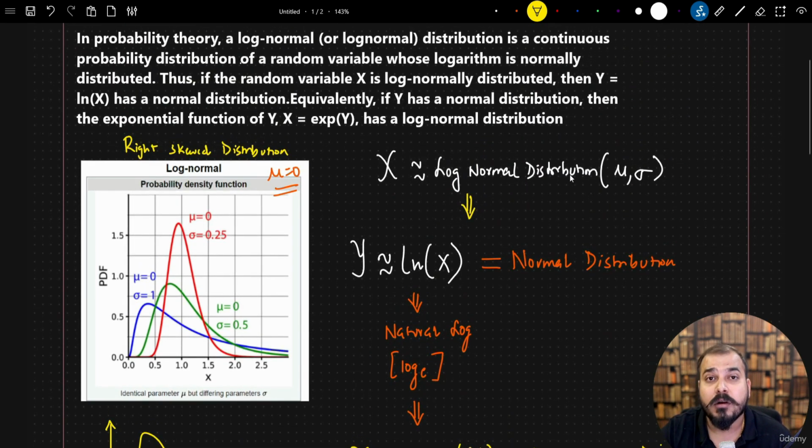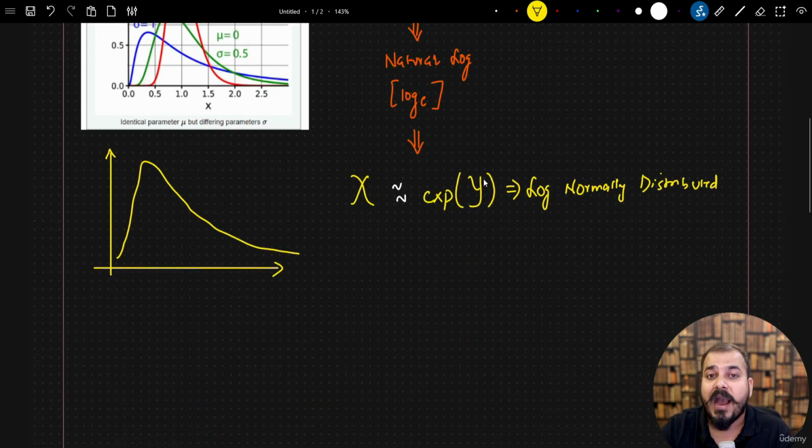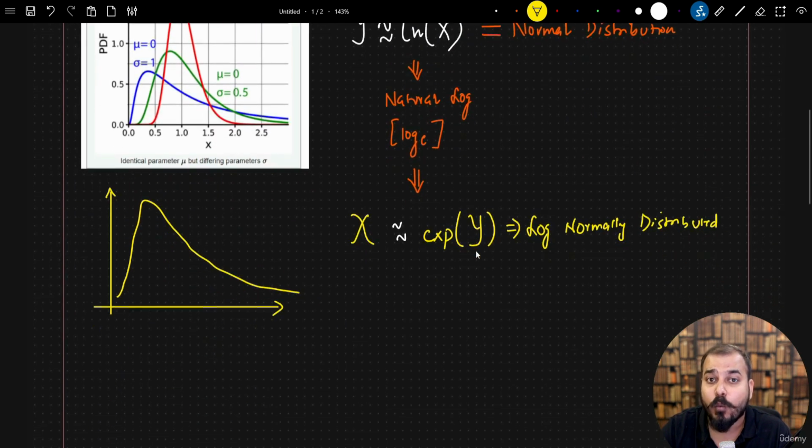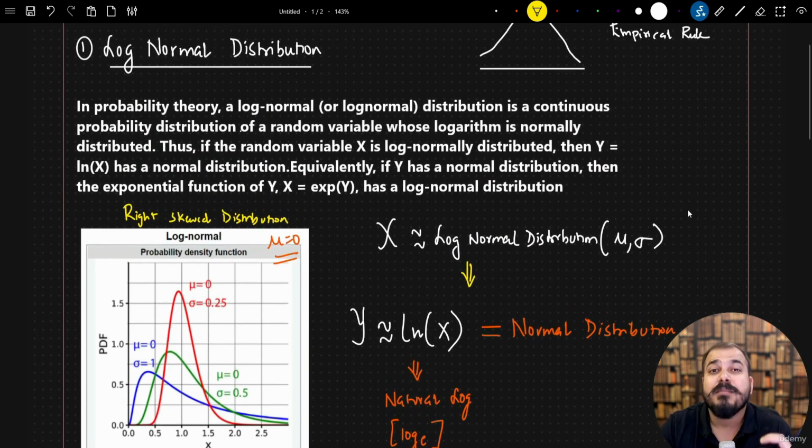Let's say if x is log normally distributed and you apply the natural log on top of it, then you get a normal distribution. And if you have a y which is normally distributed and you apply the exponential on top of y, then you get a random variable which is log normally distributed. So these are the important conditions in the log normal distribution.